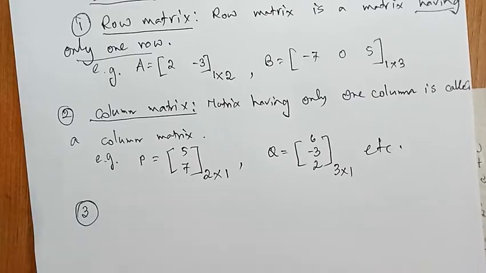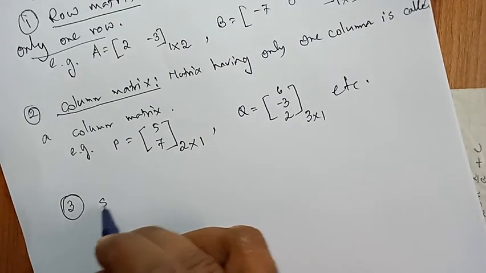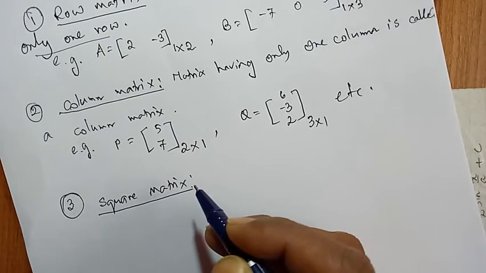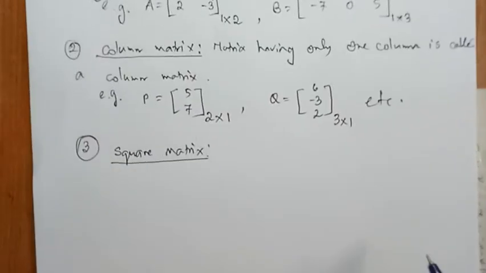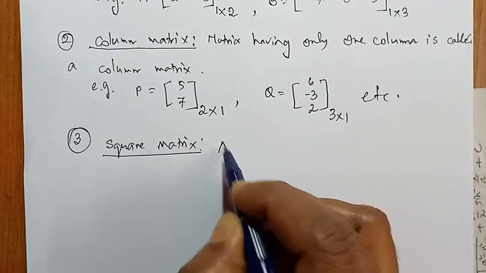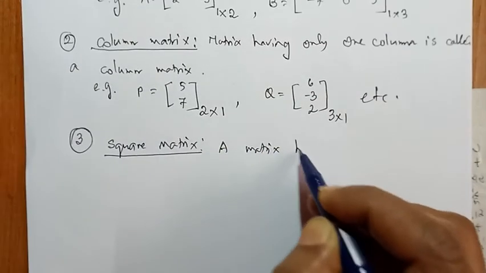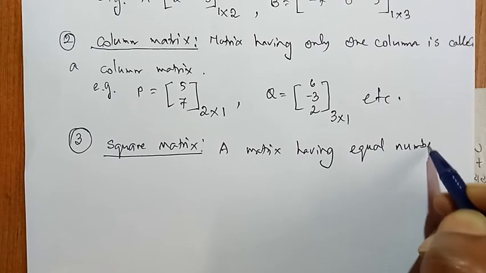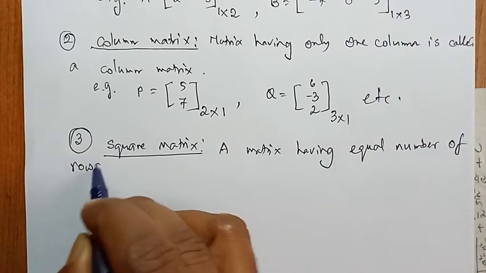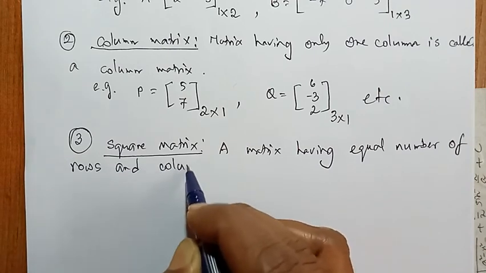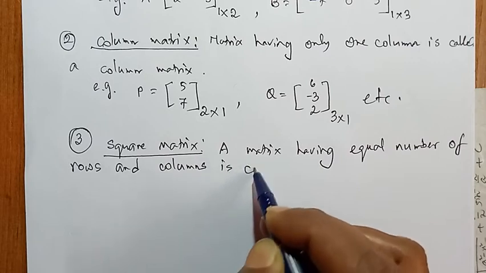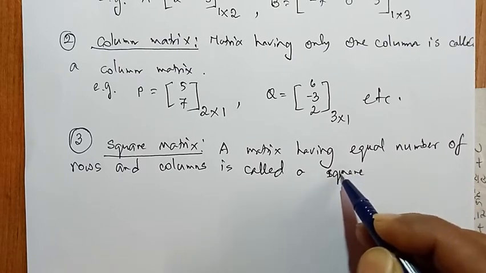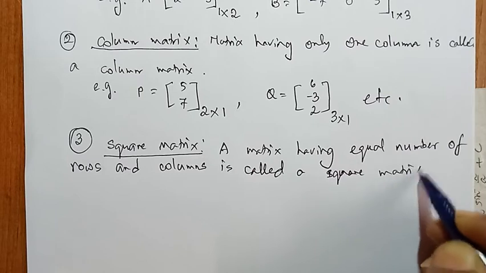The number 3 type is the square matrix. A matrix having an equal number of rows and columns is called a square matrix.